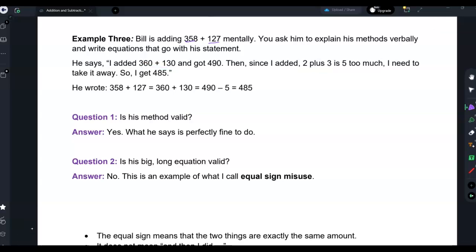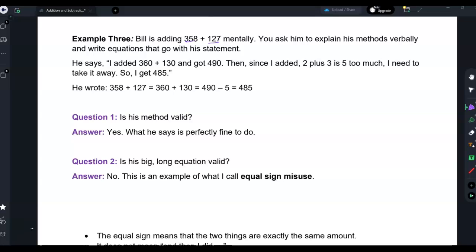And then he wrote 358 plus 127 equals 360 plus 130 equals 490 minus 5 equals 485. So that just reflects the process that he did. So the first question just asks, is his method valid? Yes, it absolutely is, right? So what he says is perfectly fine to do.